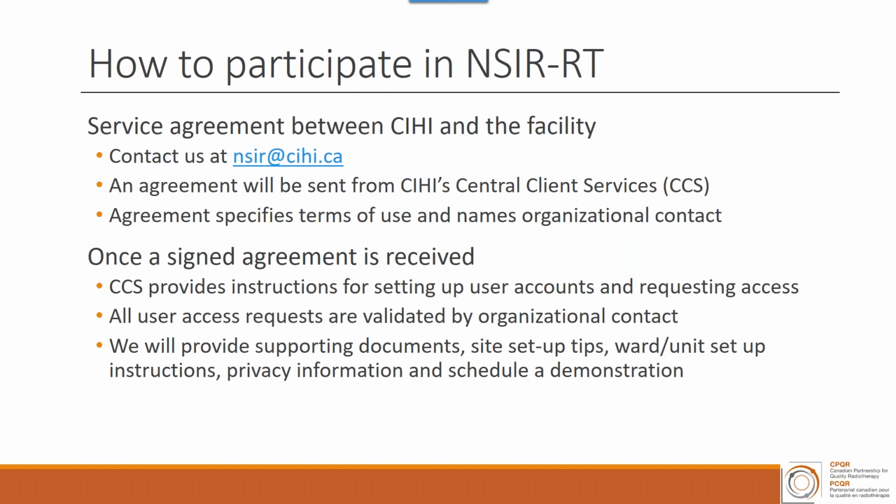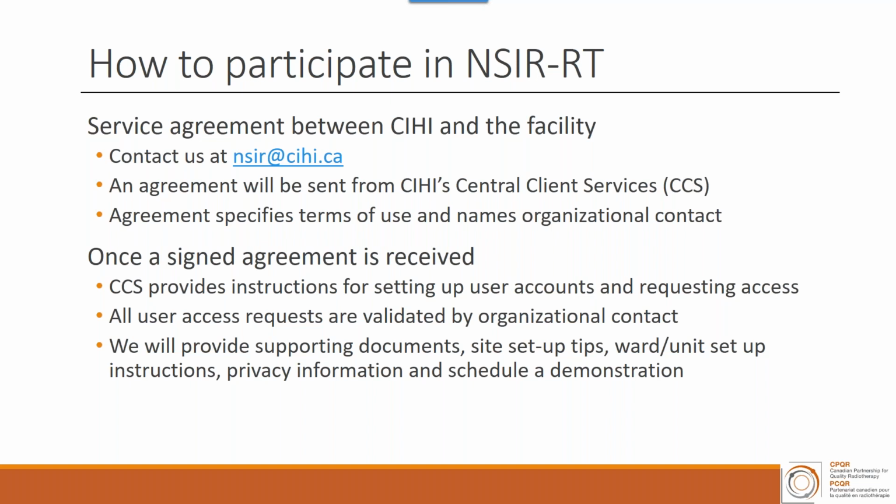Once you contact us and say you're interested in participating, an agreement will be sent from Chi-Hi's Central Client Services. The agreement specifies the terms of use and names the organizational contact. Once we receive the signed agreement, then Central Client Services provides instructions for setting up user accounts and requesting access. All user access requests are validated by the organizational contact, so that's really just a validation loop, so that any requests aren't just granted access. There is that loop back to the center.